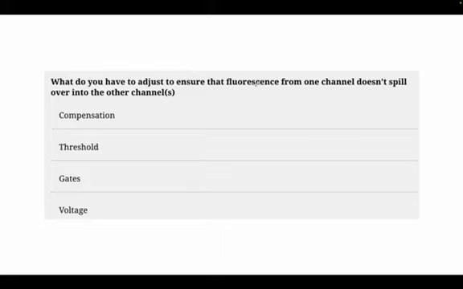What do you have to adjust to ensure that fluorescence from one channel does not spill over into other channels? Because the excitation and emission wavelength spectra of fluorophores do overlap slightly, we need to adjust a parameter called compensation, which makes sure that the two channels are separated from each other properly.